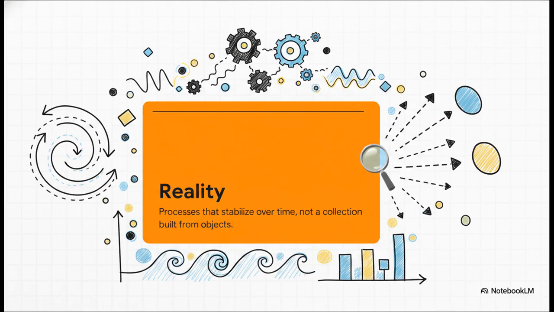Let me say that again. Reality is fundamentally a verb, not a noun. It is an active, ongoing event. You don't exist in a universe of things. You exist in a universe of happenings. Everything is a process, and what we experience as reality is simply the collection of processes that have managed to stabilize long enough for us to interact with them.